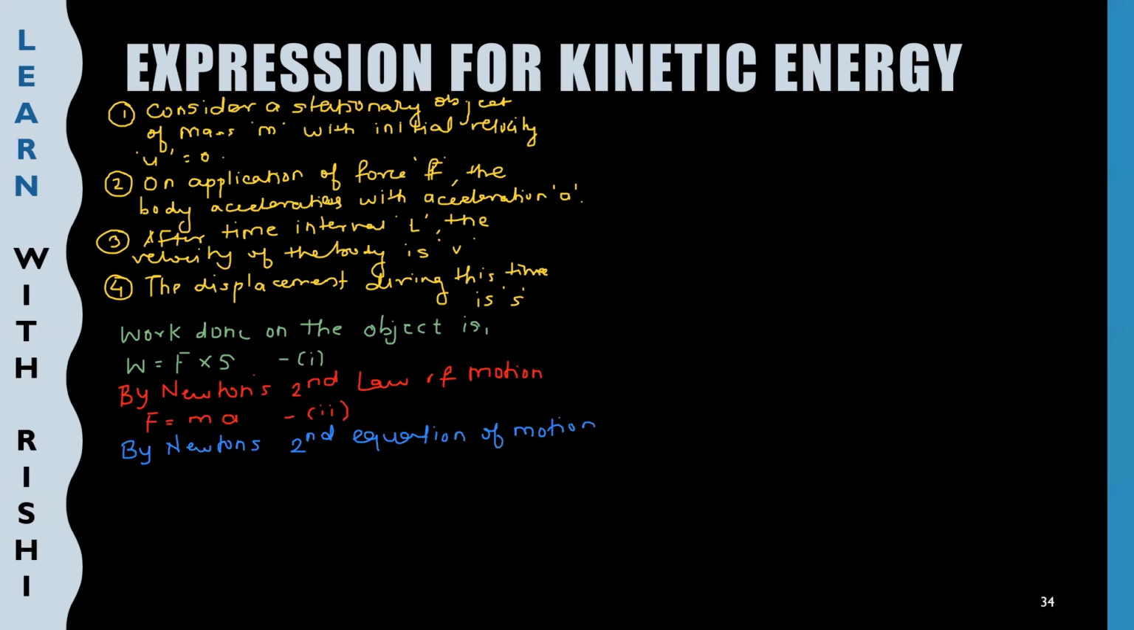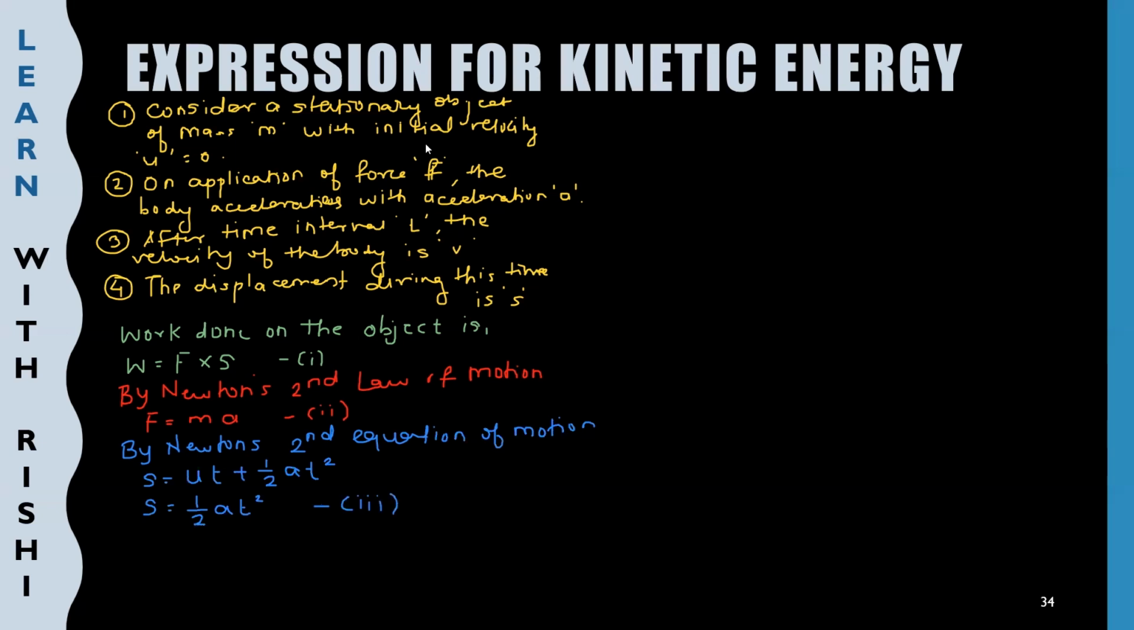So that we are going to use. Therefore, S is equal to ut plus half at square. Now, if you substitute here, the value of u is 0. So the whole term ut will be equal to 0. So S will be equal to half at square. This is our equation number 3.